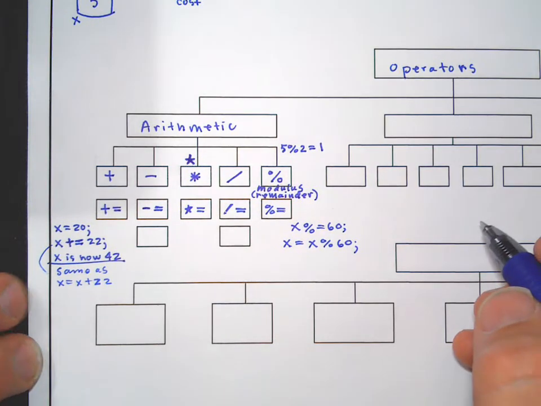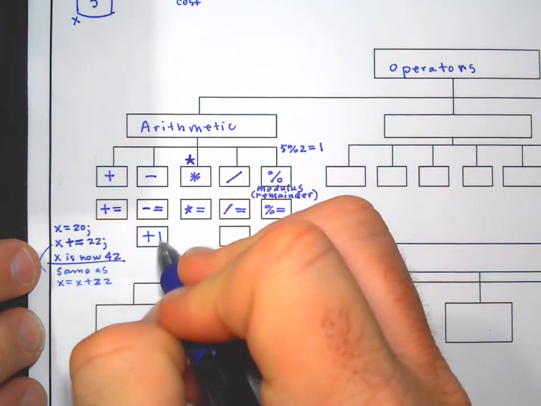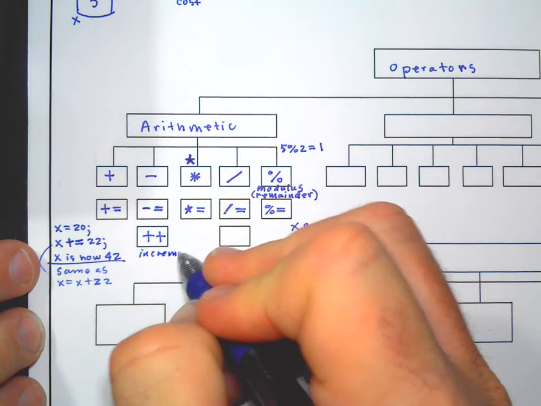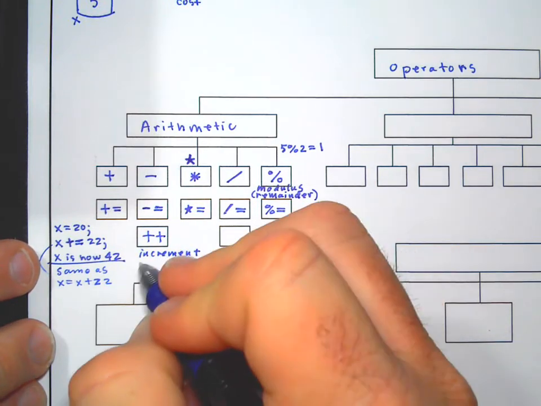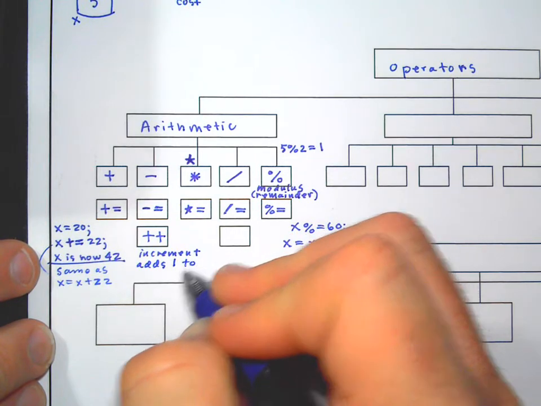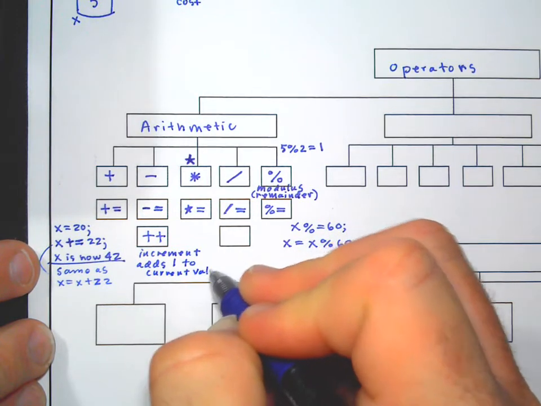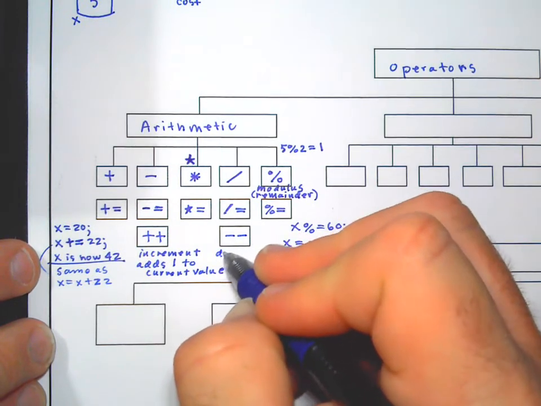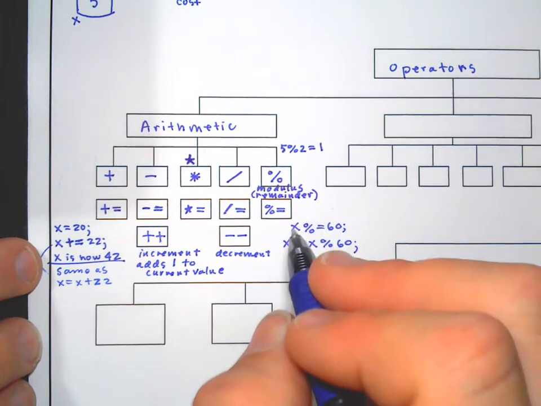Okay. There's some other shortcuts that I think we use a ton. Plus plus. Okay. They refer to that as an increment, to add 1. So what it does is it adds 1 to the current value, and we do that a lot. It's very helpful. There's also a decrement, minus minus, subtract 1. So we often are adding 1 over and over again. So this is a nice shortcut.